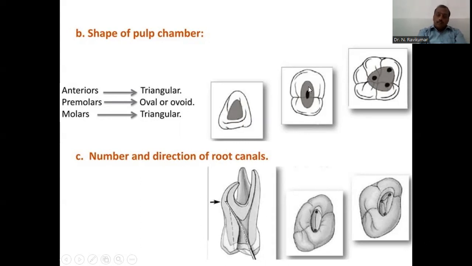This is how your access cavity preparation should be. The main difference in access cavity preparation for a premolar is that the access cavity preparation is from the buccal to the palatal side.